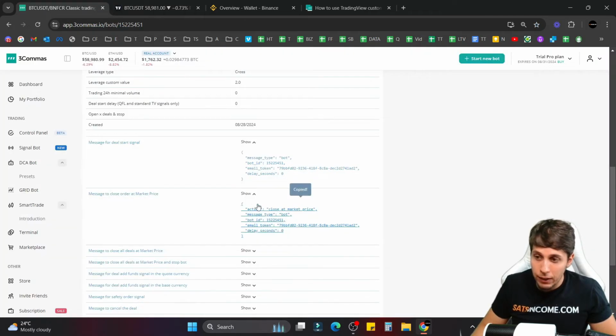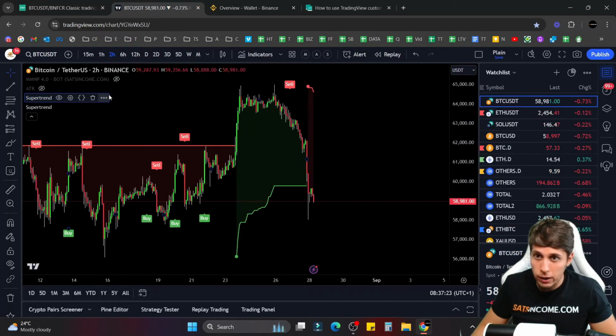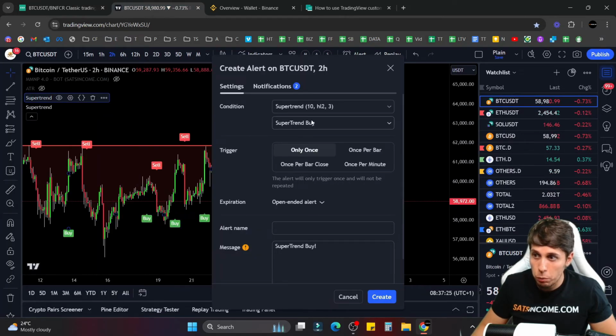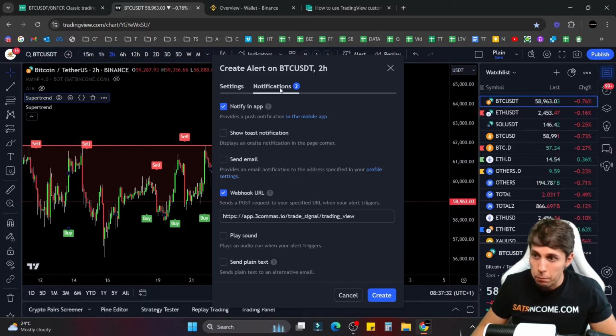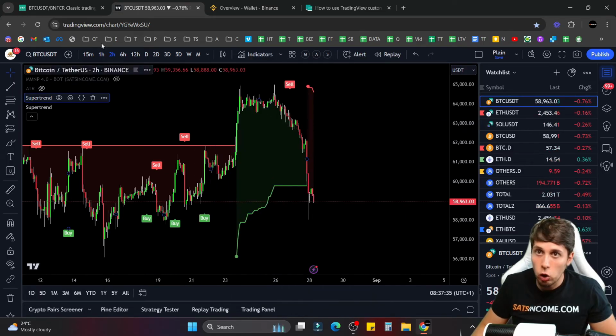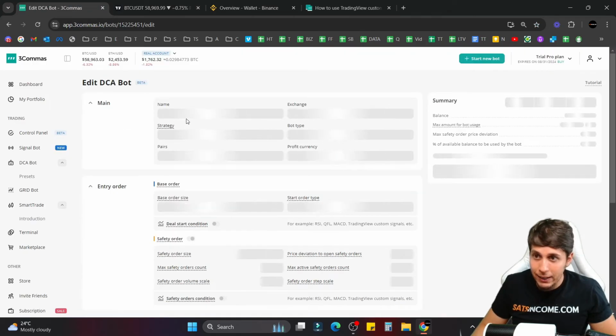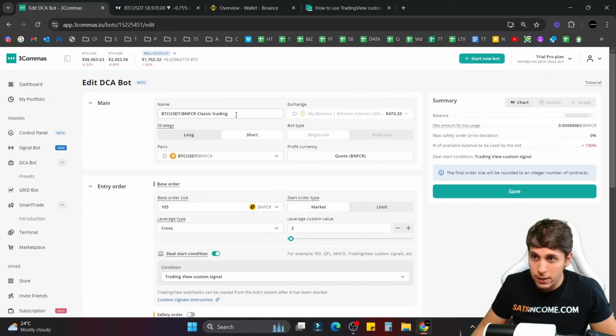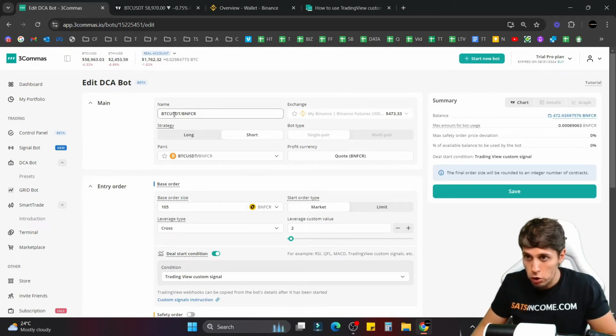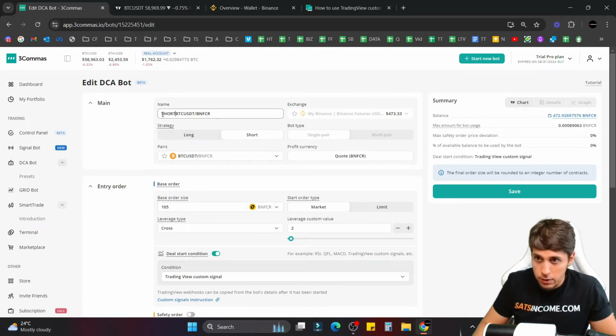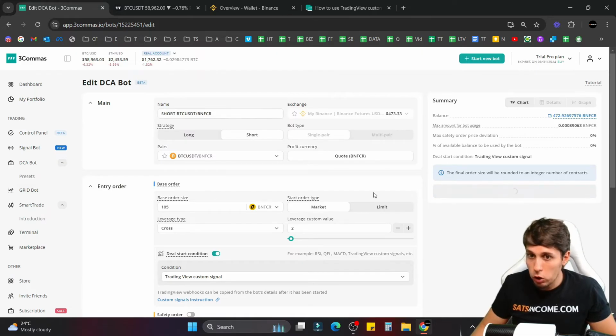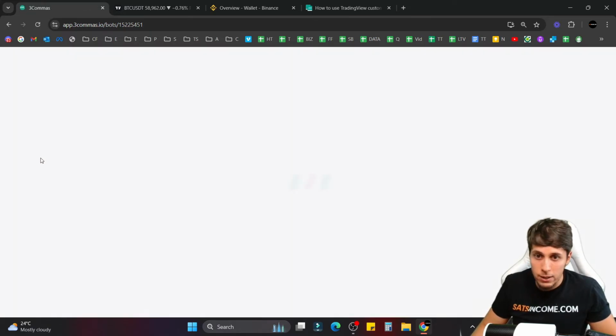Now set up an alert for exiting your trade, right? One more time, add alert on super trend buy, which in this case is gonna be once per bar close. Place here the message, make sure the webhook is enabled, and hit OK. One last thing, edit the name of the bot so you know that this bot is for short trading. So this is short Bitcoin bot. Click save, bot successfully saved.